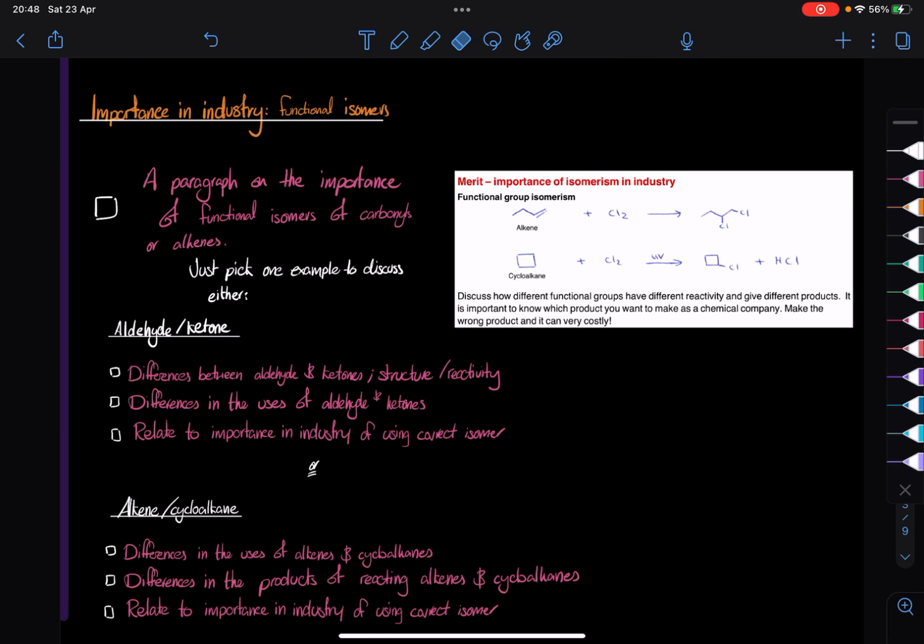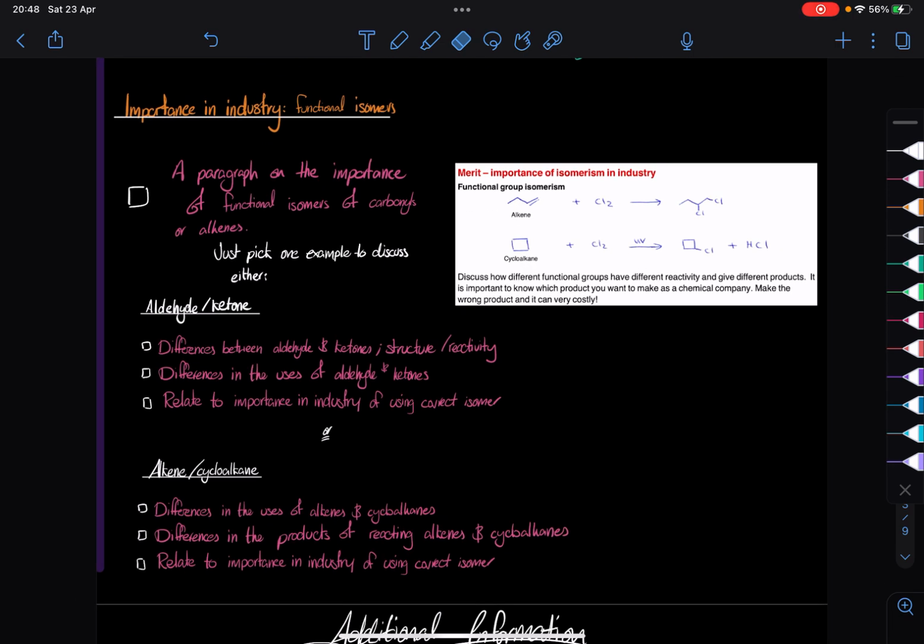Here, I just want you to pick one to discuss. I don't want you to discuss both of them. That's too much. And I think picking one is just a lot easier. If you want to talk about the carbonyls, you need to talk about an aldehyde and a ketone. And here you're going to tell me the differences between an aldehyde and ketone structurally and reactivity-wise.